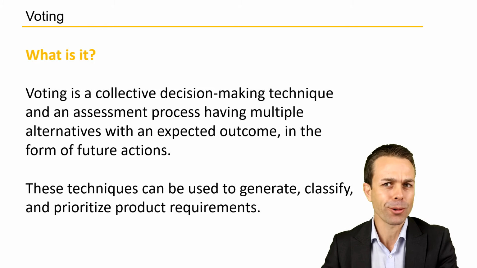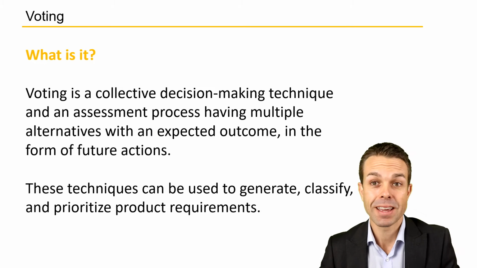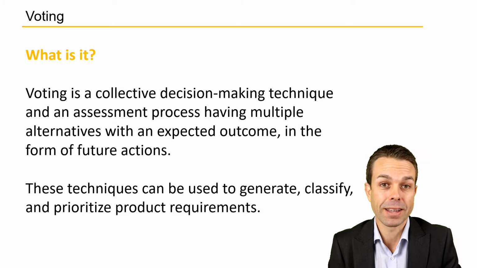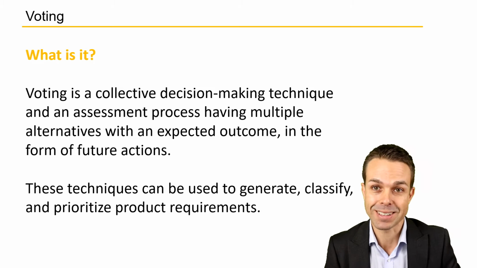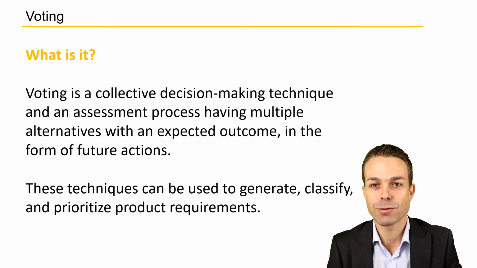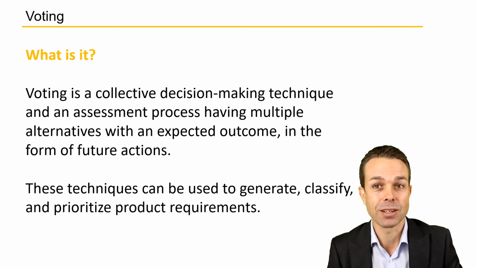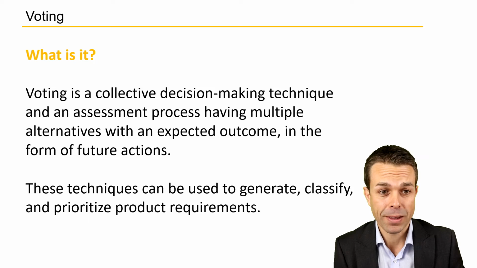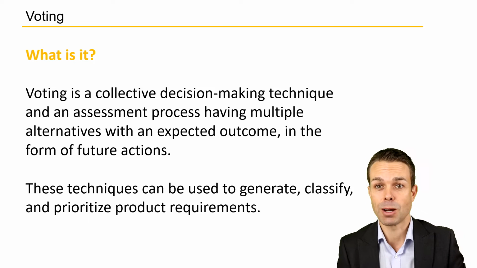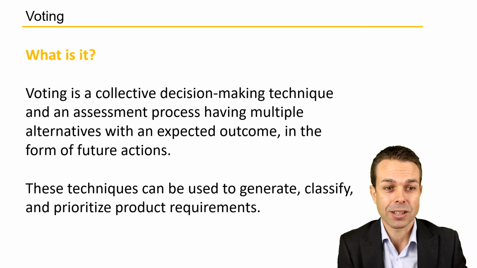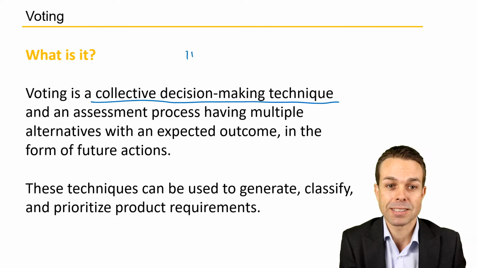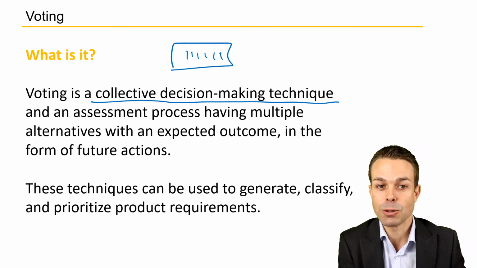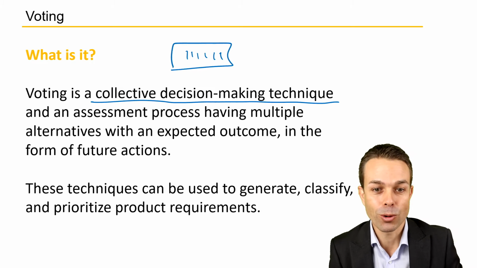So what is voting? You'll come across this in your project management career when we're gathering requirements and in other project process group areas as well. Voting is a very common way to get to a decision when a decision needs to be made. The way it's described in the PMBOK guide, it's a collective decision-making technique. So it's an assessment process. We're able to assess a few different options and see which option we actually want to move forward with.